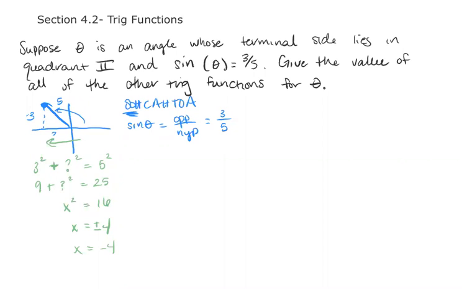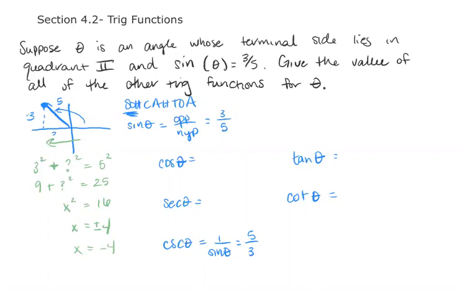Okay, so the other trig functions we need, there are 5 more. We have cosine of theta, secant of theta, cosecant of theta, tangent of theta, and cotangent. So one of these is pretty easy right now. That would be cosecant. That's 1 over sine. So it's the reciprocal of sine, so we can just flip that. It would be 5/3.